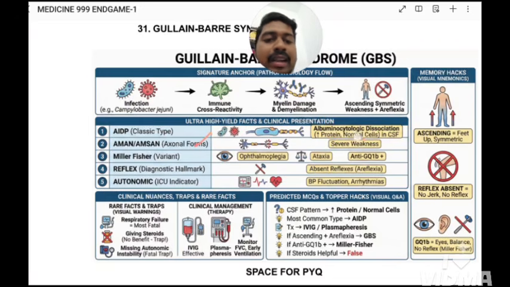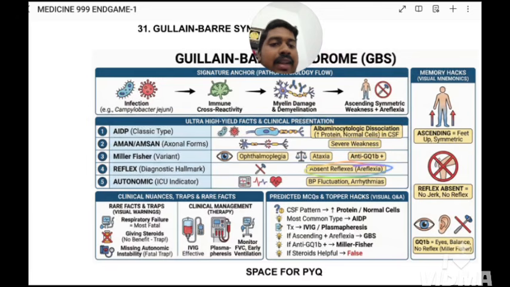In AMAN-AMSAN variants, these are a little bit severe forms where there is rapid progression. In the Miller-Fisher variant, you have ophthalmoplegia, that means you have paralysis of your extraocular muscles, ataxia, and along with this, you have areflexia. So this is the triad of the Miller-Fisher variant. Now, Miller-Fisher variant is associated with certain infections such as varicella, post-varicella and some viral infections. Here in Miller-Fisher variant, one important antibody which you should remember is anti-GQ1b. Rest all you don't need to remember. Just remember this much.